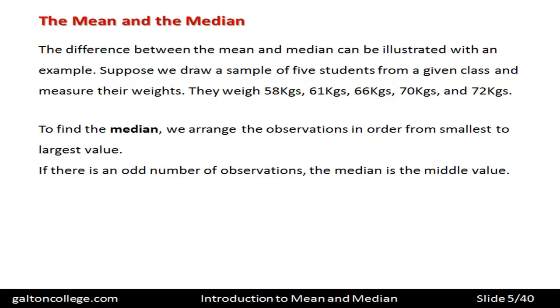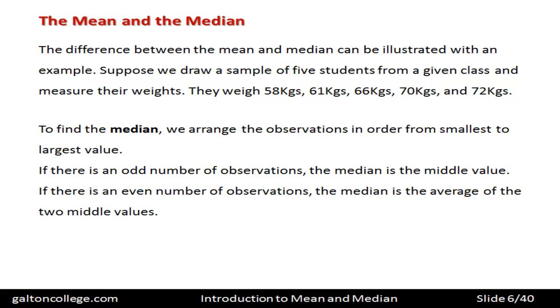If there's an odd number of observations, then the middle number is the median. So in this case, there is an odd number. We only have 5 students, so 5 is an odd number. The middle number amongst the 5 is 66 kilograms. There are 2 students less than 66, and there are 2 students above 66. So 66 is the middle value.